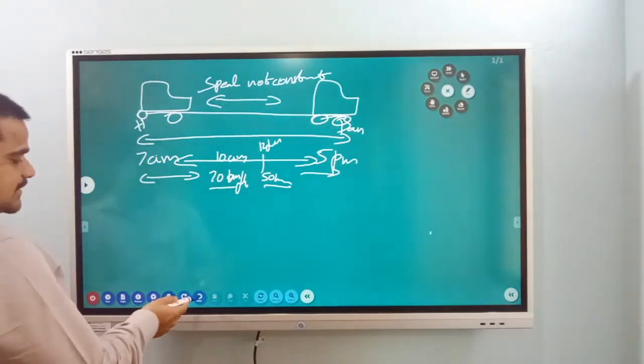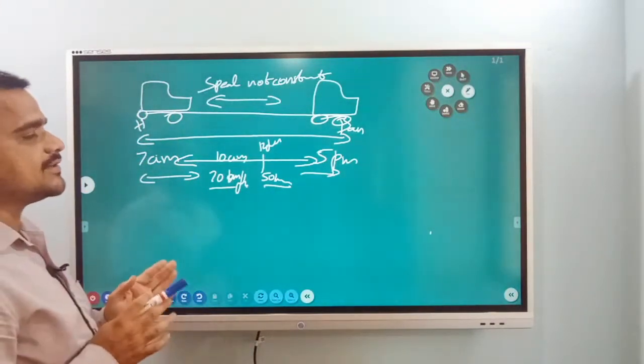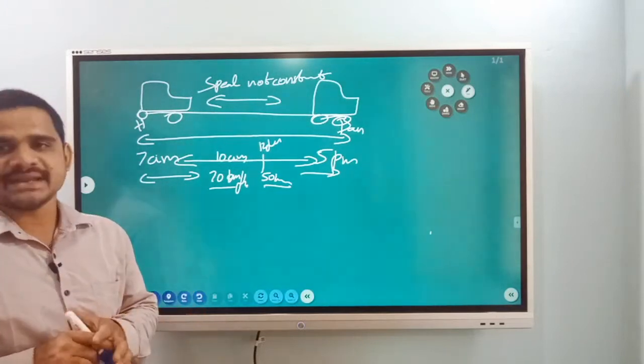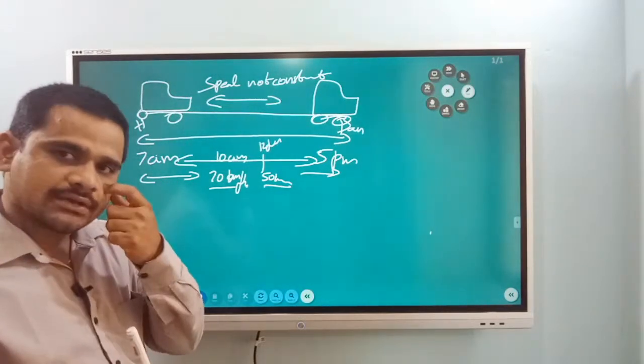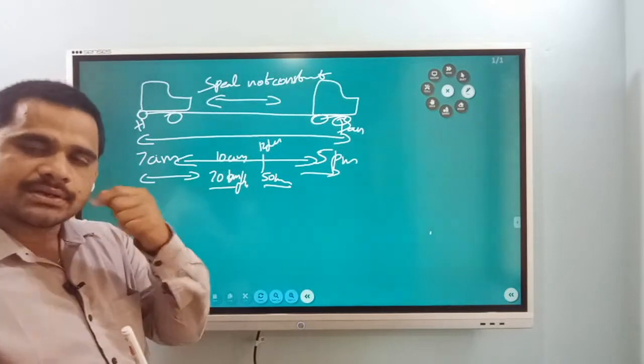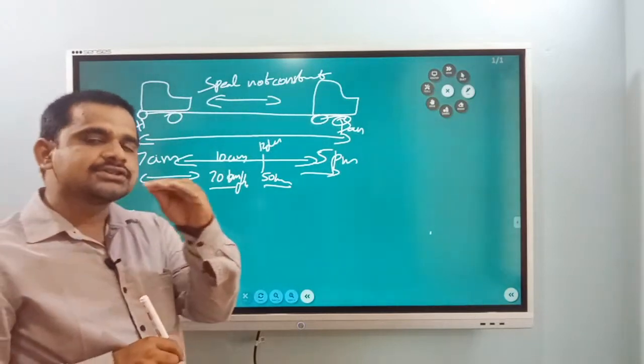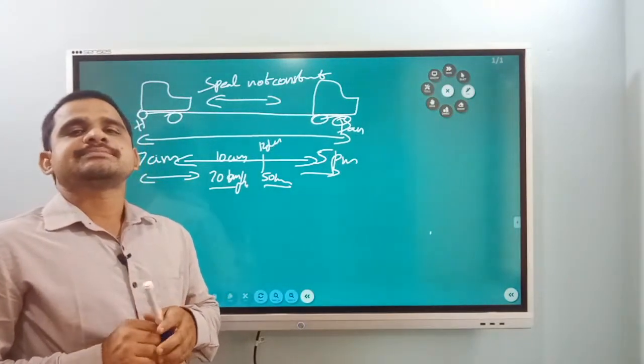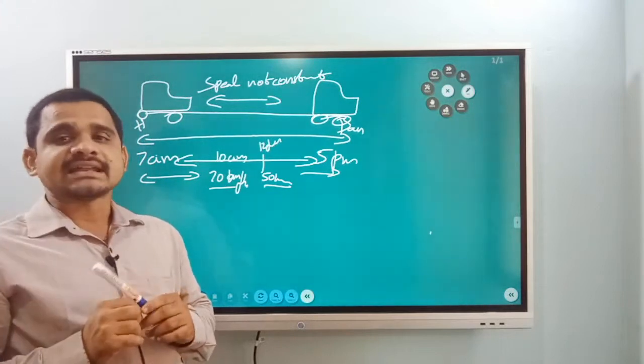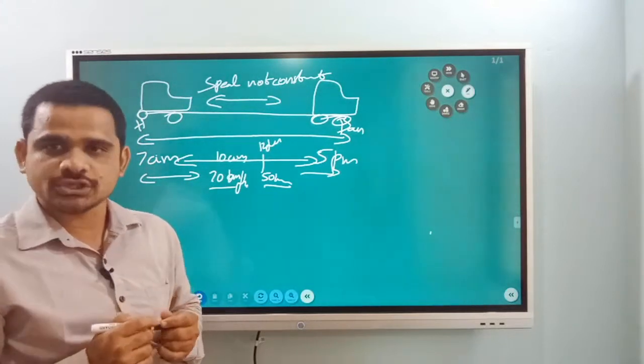Okay, got the difference here. Throughout the journey, you will not have the same speed. At a particular instant, your speed will be continuously changing. Instantaneous speed means at a particular instant, at a time t, your speed is so and so.